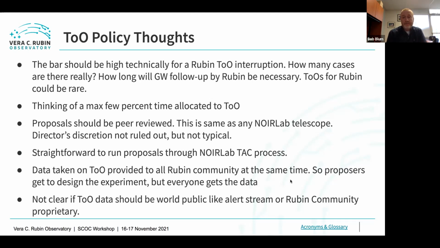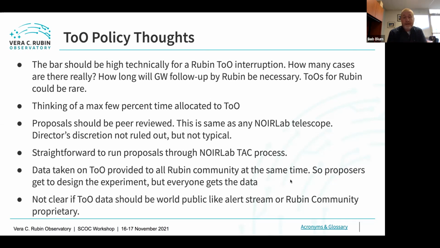I think the proposals for TOOs should be peer reviewed. This hasn't been widely discussed yet, but I think that would be the way to go. This would be the same for any other telescope that NOIRLab operates, for example. Director's discretionary time wouldn't be ruled out, but you'd have to ask, why would there be something so special that no one thought of it to get community buy-in in advance, as we do now with TOOs all the time on our telescopes. And it would be straightforward, of course, to run proposals through the NOIRLab TAC process, for example.